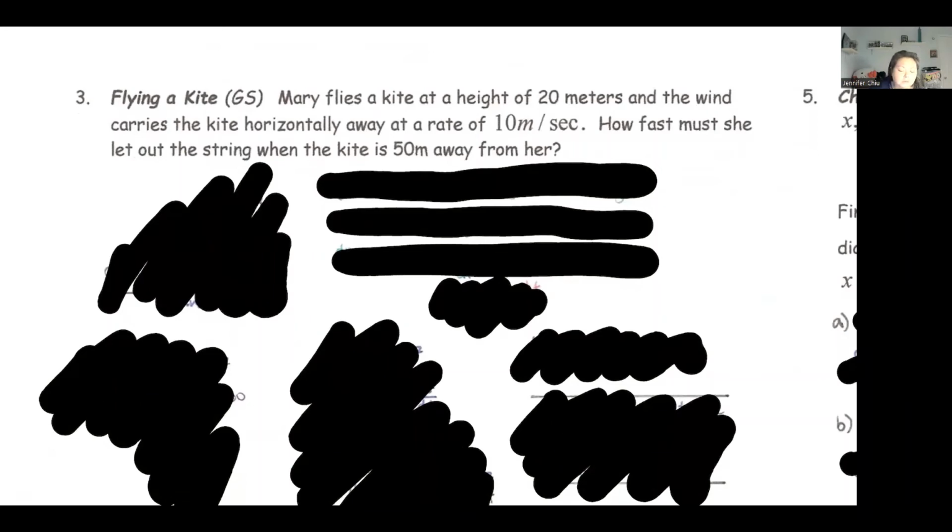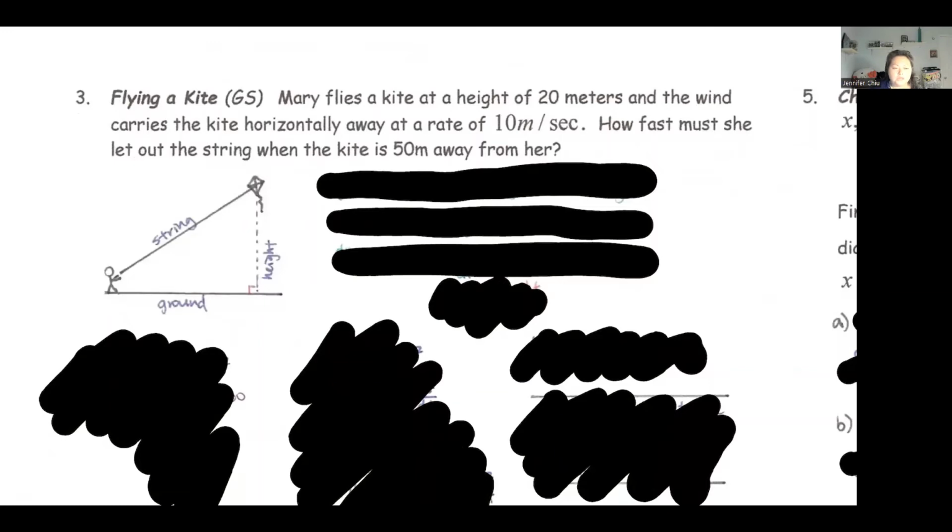There are a few assumptions in this problem, but first of all, let's give a little picture here, right? First assumption is that Mary is really flying a kite on the ground. So either she's holding it on the ground or she's pinning that to the ground. So we're ignoring the fact that there is some ground level difference there, right, for this problem.